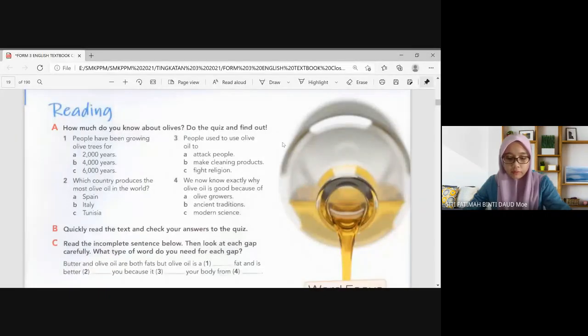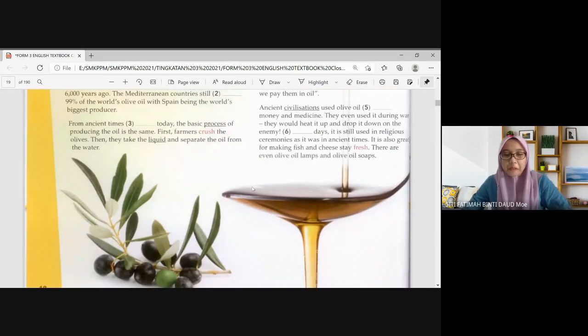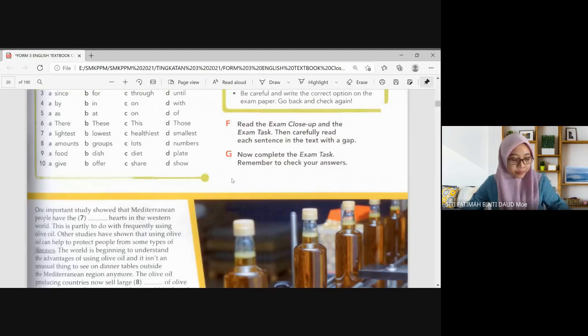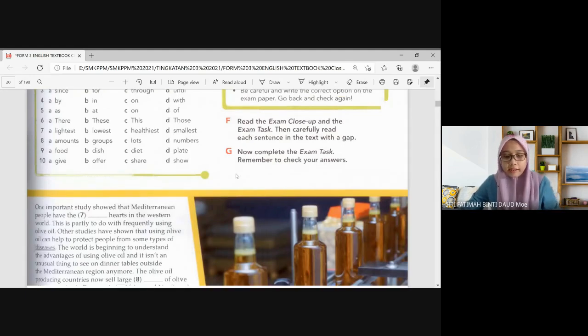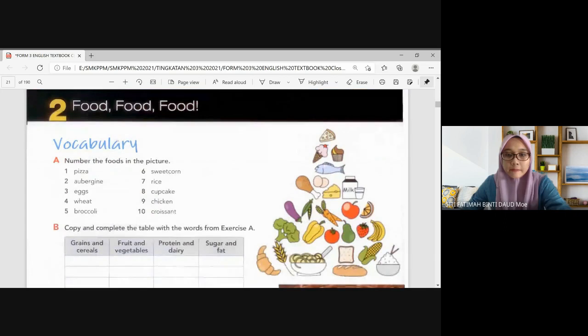Okay, next one. Okay, page 20. Look at the vocabulary. Why do we have to number the foods? Number the foods in the picture. It's okay lah. This one, 20A, you don't have to do it in your book. Let's just do this together. Did you see the pizza? Class, where's the pizza? Look on your screen. It's on the top. The topmost item.